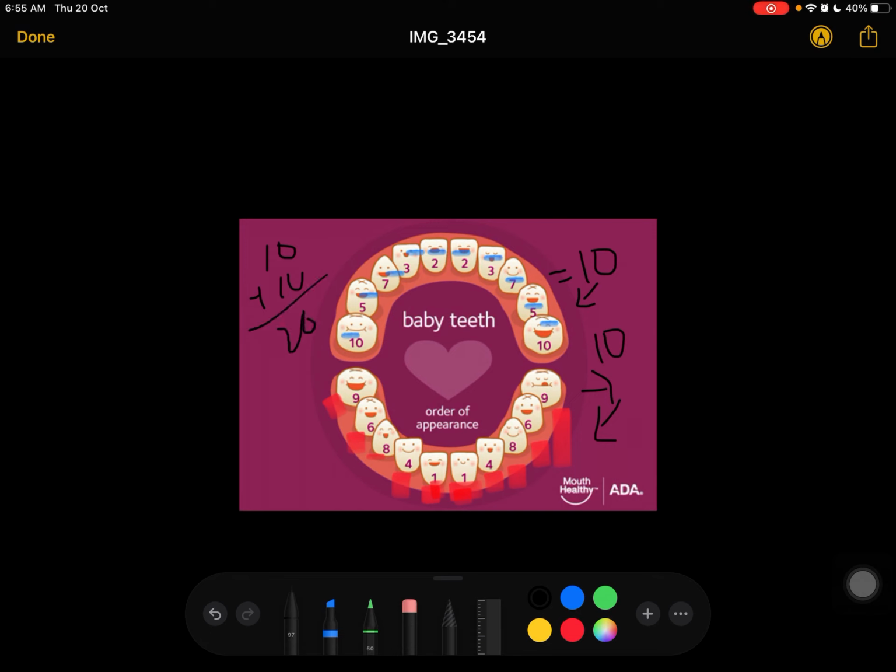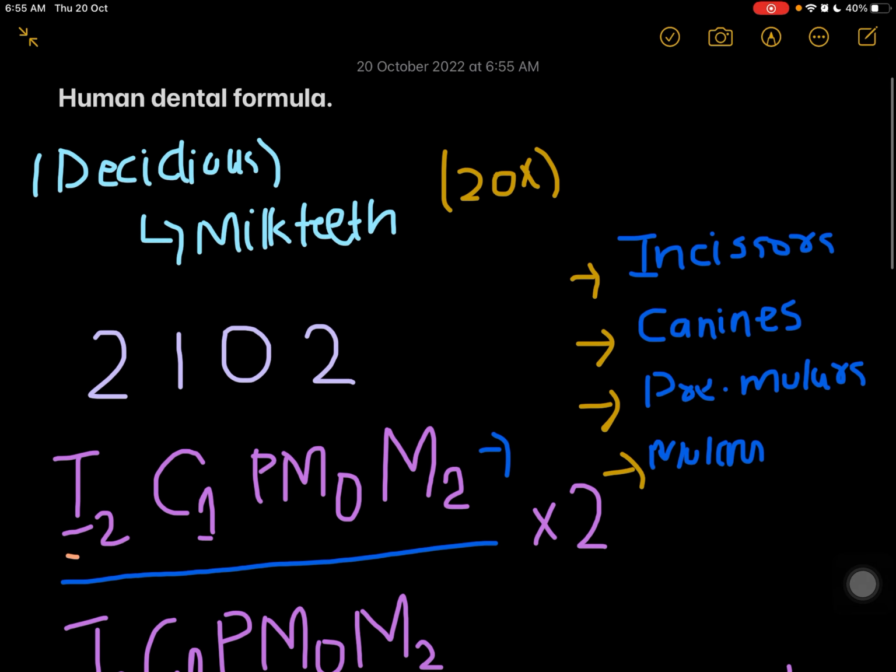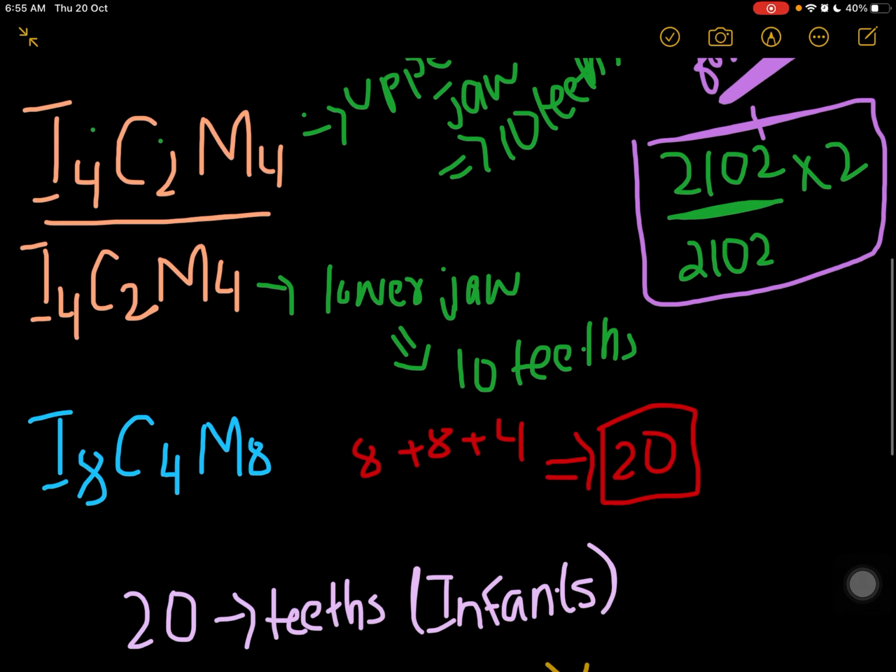Whenever someone asks you how many incisors, how many canines, or how many molars there are, you have the formula 2102, so you can easily find out with that help. Just remember this formula and you'll be easily able to solve all types of MCQs. So I hope the human dental formula for infants is clear to you.